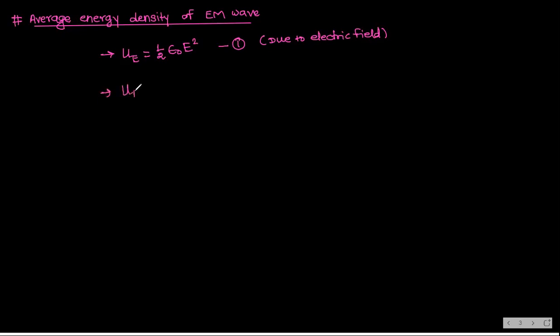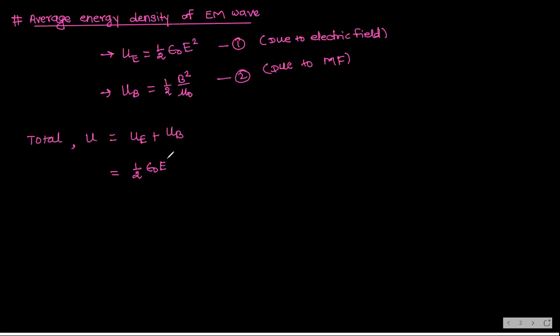Next one, due to the magnetic field. Maybe in electromagnetic induction you have learned this, that is half into B square by mu naught. This is the average energy density due to the magnetic field, which I am writing as UB. Now the total average energy density I can say: total U is equal to UE plus UB, and that is equal to half epsilon naught E square plus B square by 2 mu naught. This is the total average energy density, right?